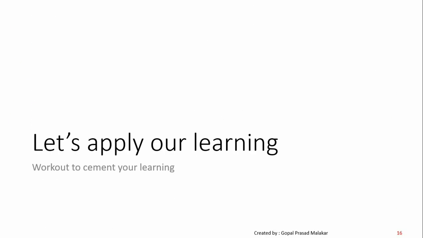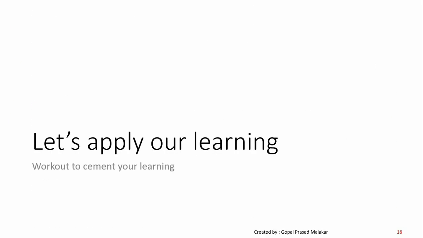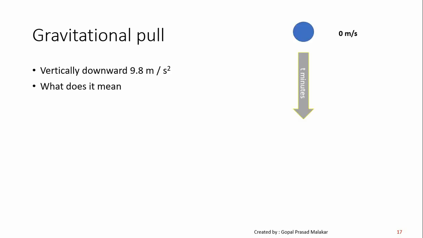Now let's do some workout examples which will cement our learning. But before that, let's understand gravitational pull. Gravitational pull means acceleration that is vertically downward, 9.8 meter per second square. So essentially, if you drop a ball from a very high place, after time t, its velocity will be u plus at, where u is 0 here, because you are just dropping, not throwing.